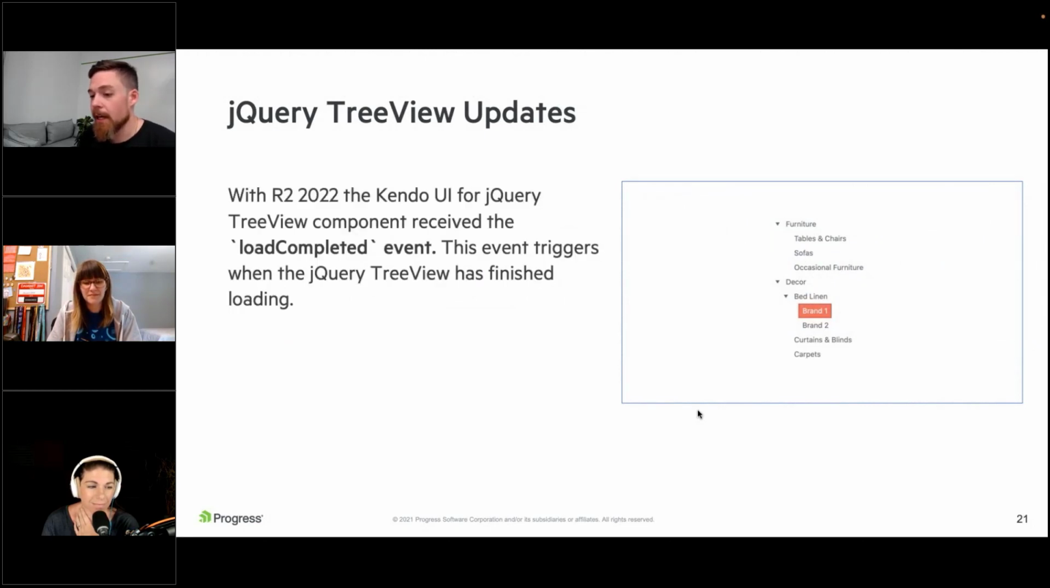Now for tree view, we added a new event, which is pretty exciting. I know it seems a little bit weird to be excited about an event, but this is something that we've had a request for some time. So we now have a load completed event that triggers just when the data has finished loading within the tree view. And this actually works on a lot of the different data binding scenarios that we have.